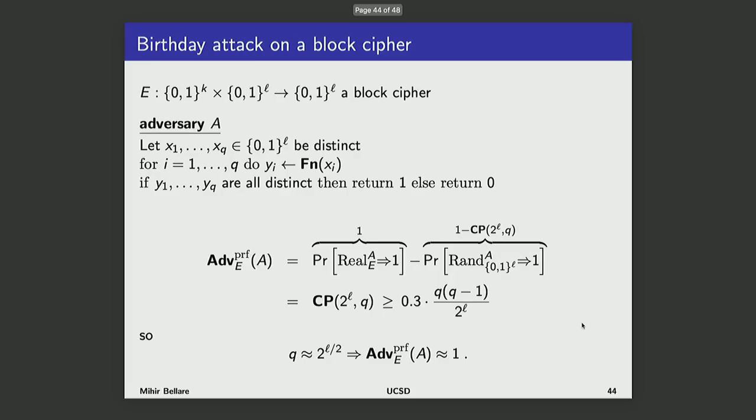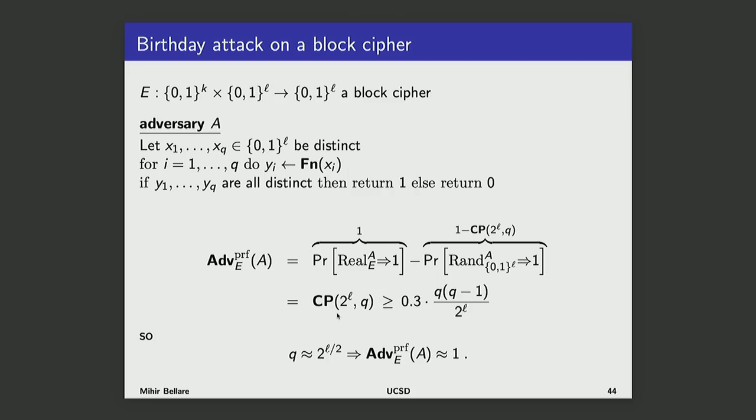Now we'll compute the advantage, which is very easy. We just subtract the two probabilities. So we get 1 minus the collision probability, and then we get a quite nice conclusion, which is that the PRF advantage of our adversary is exactly the collision probability for throwing q balls into 2 to the L bins. At that point, we've done the analytic work.